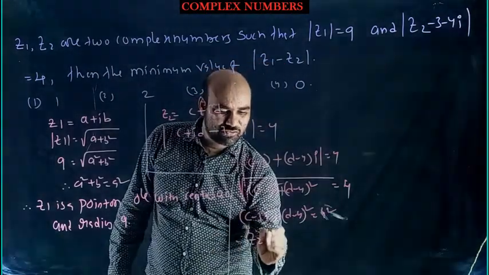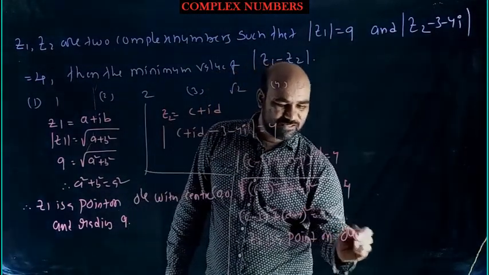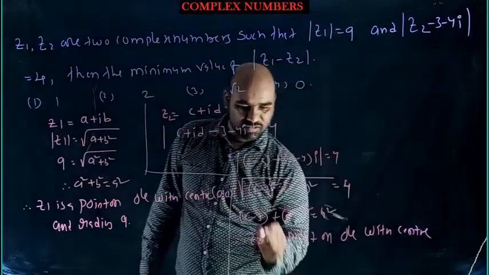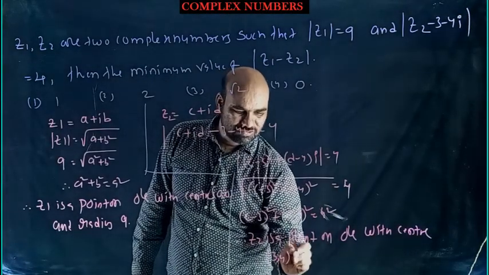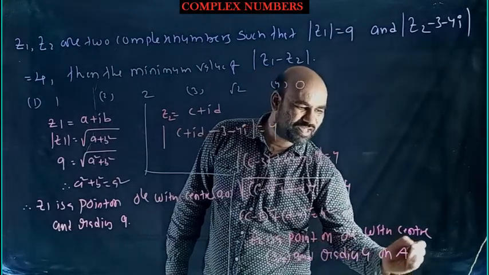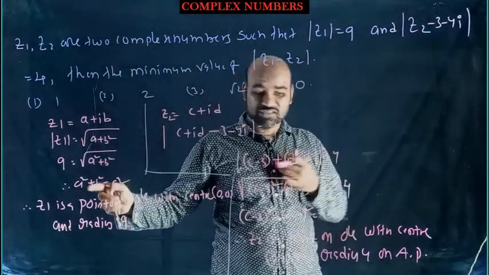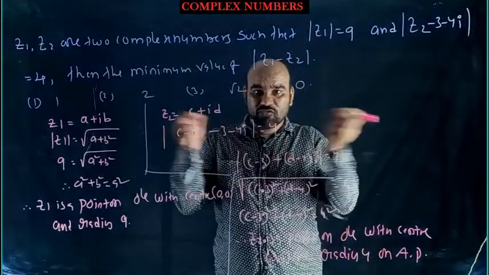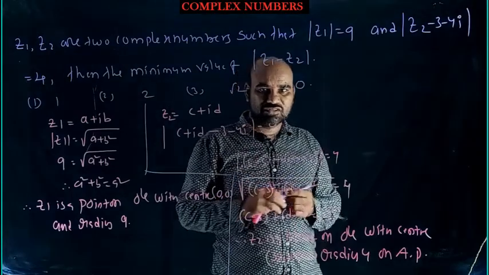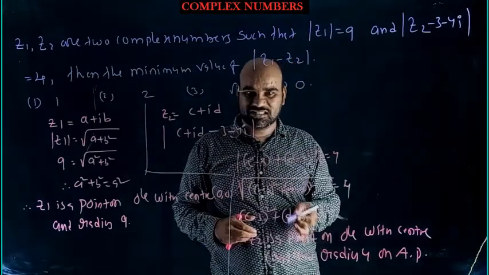Therefore, Z2 is a point on the circle with center (3, 4) and radius 4 on the Argand plane. Okay, Z1 is a point on this circle, Z2 is a point on this circle on the Argand plane. We want to find the minimum distance between Z1 and Z2, mod of Z1 minus Z2. Understood? So the distance should be minimum. So the answer depends upon the position of the circles.